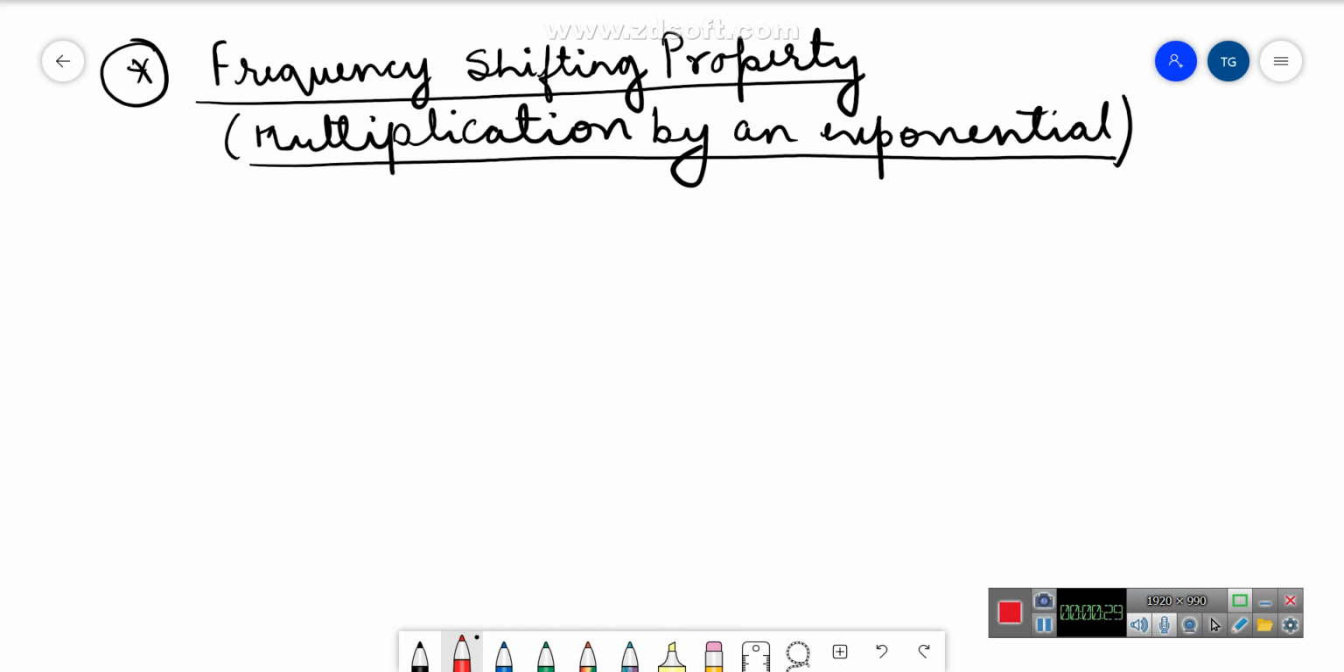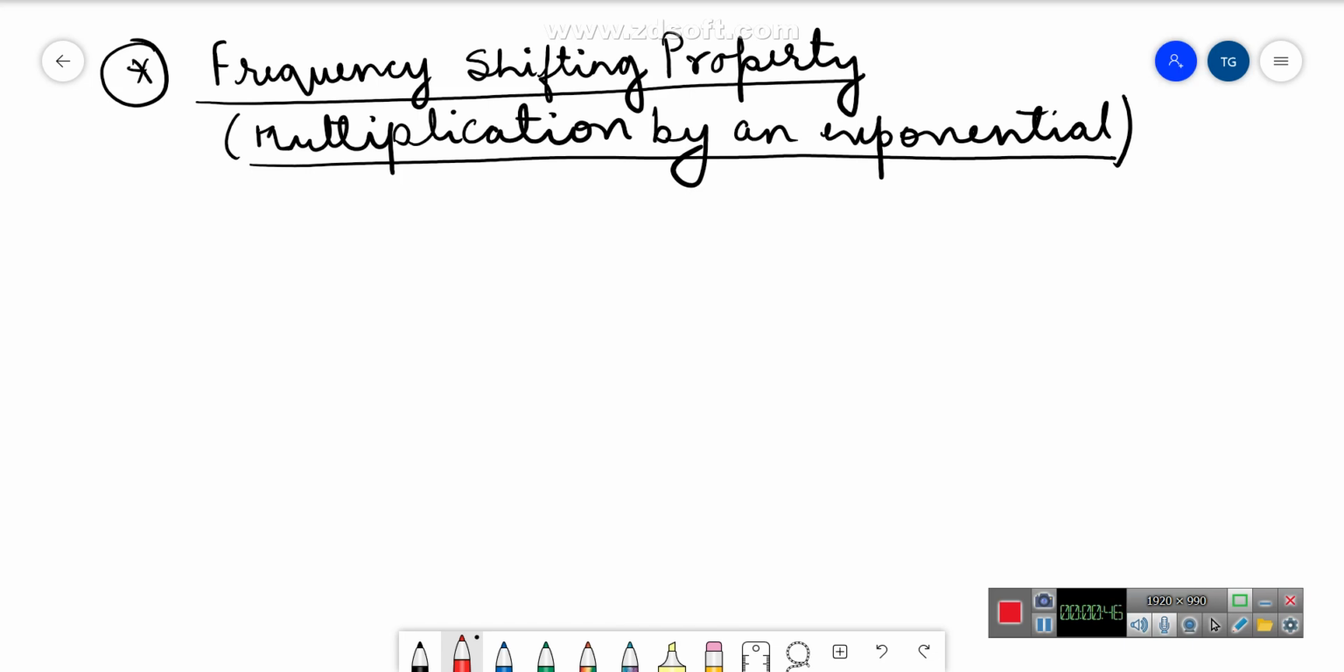This property states that when my time domain signal x of t is getting multiplied by an exponential signal e to the power j omega naught t, then it results in a frequency spectrum shifted by omega naught.